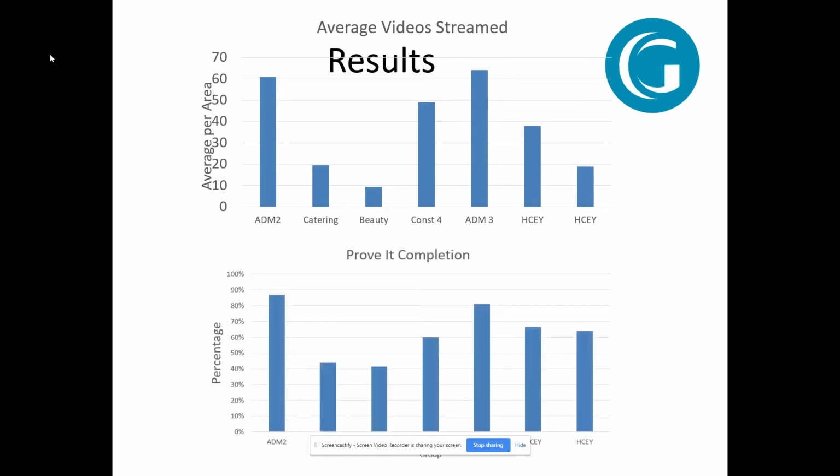With the prominent areas, Art Design and Media 2 and Art Design and Media 3 showed a consistently higher downloading of the video streams, which also correlated with the amount of prove-it completions.